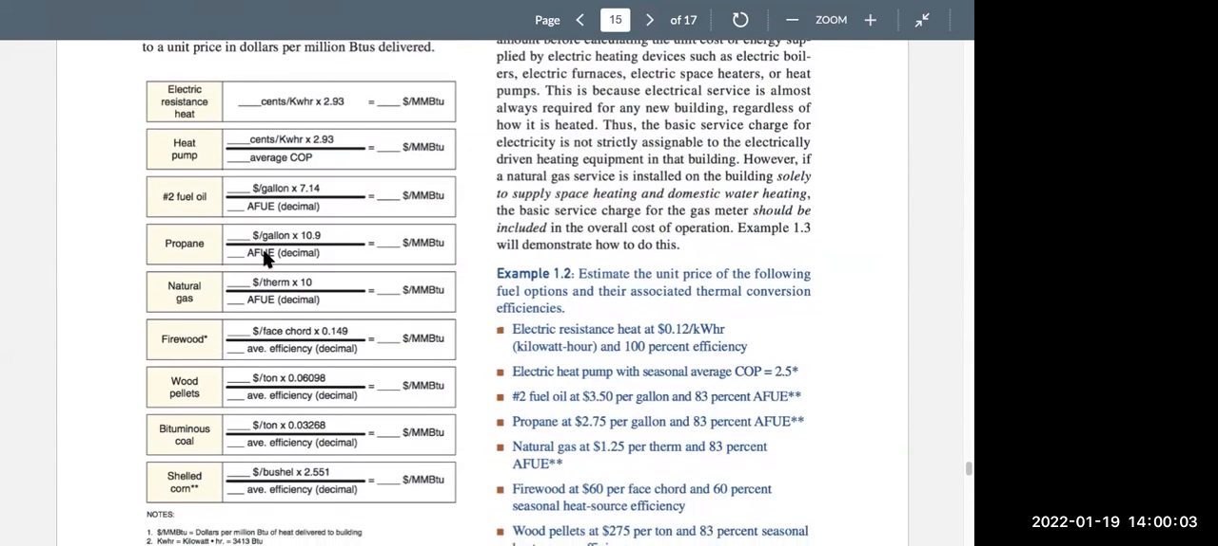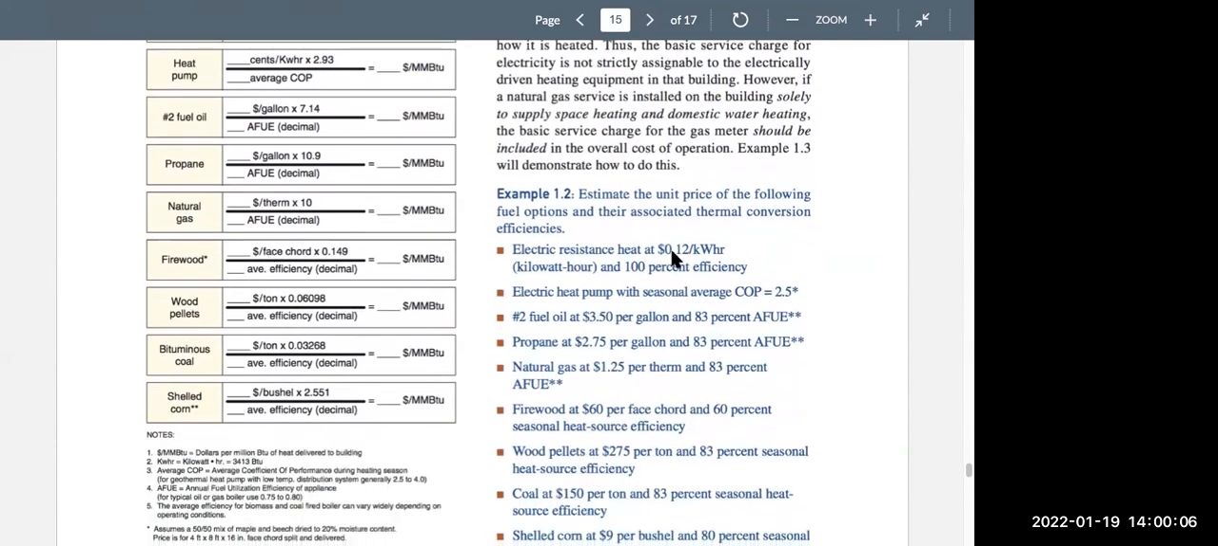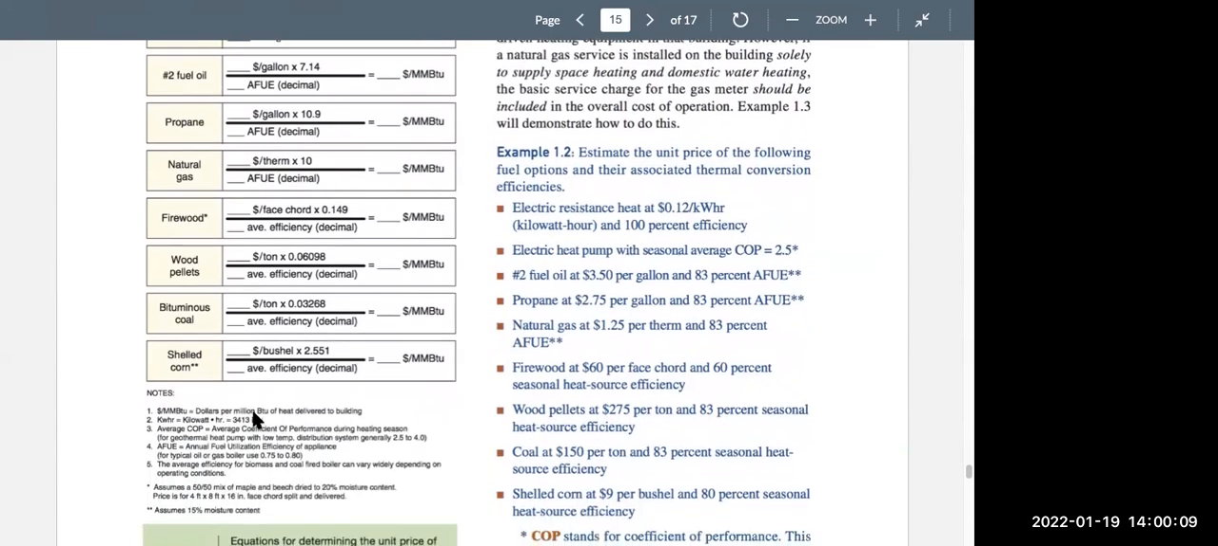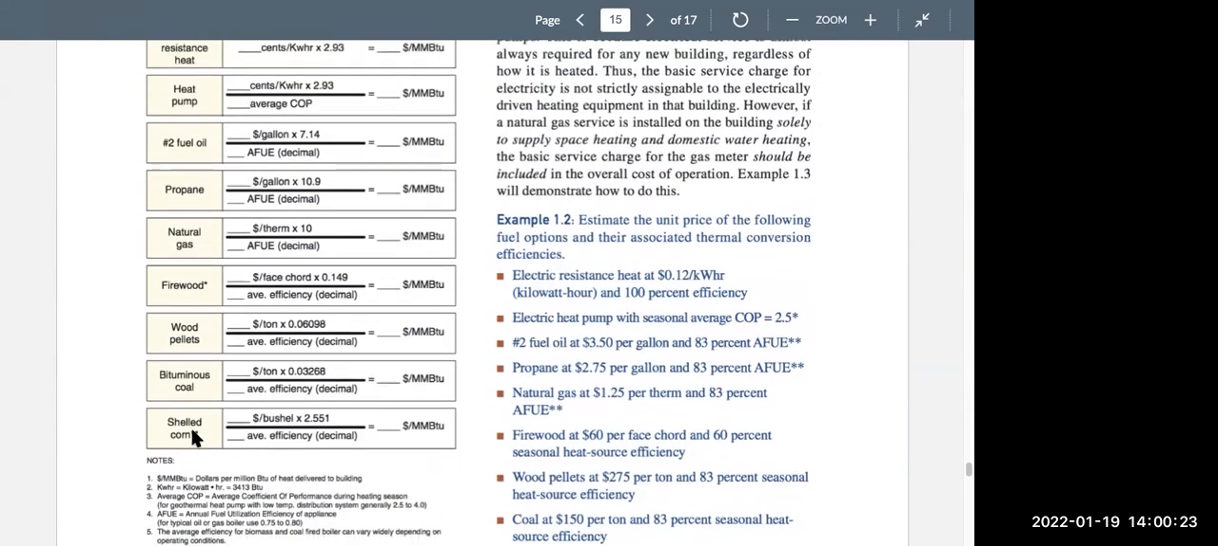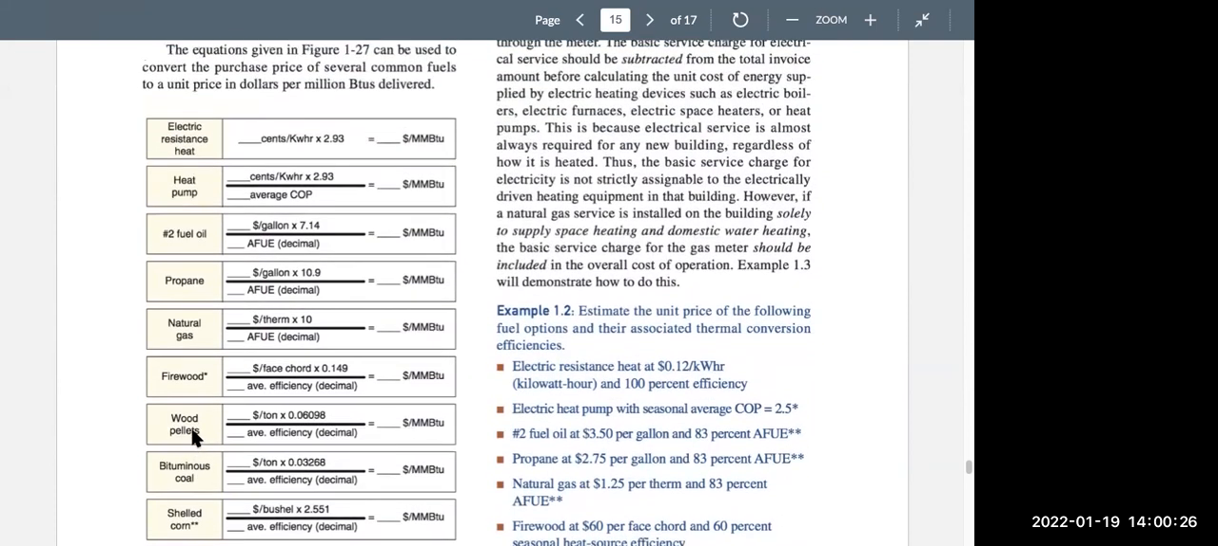Now, how would I do that? That's the question. Well, it's pretty easy because this is worked out for us, but you do need to pay attention to what these abbreviations are. Most of the time, they're just efficiency or performance ratings that you're going to have to find from, say, a manufacturer. What is your COP? So you've got an electric heat pump with a seasonal average coefficient of performance of 2.5. You're going to have to put that number, 2.5, right here.